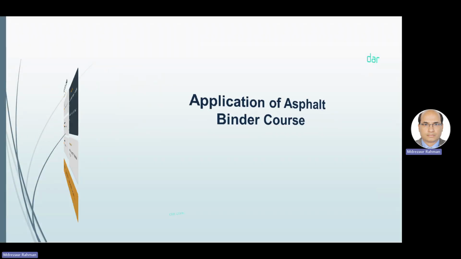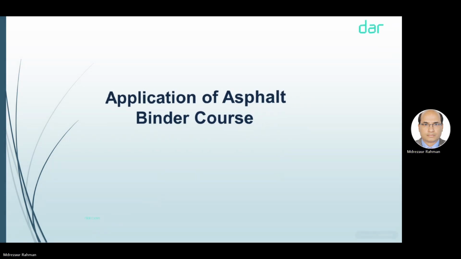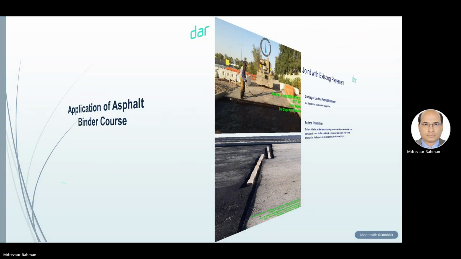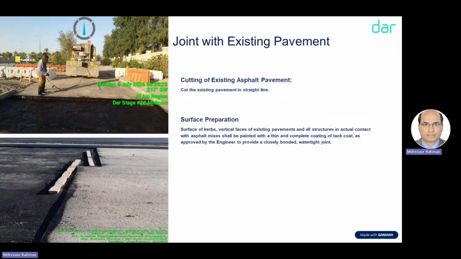Okay, now we'll go to the asphalt rider course methodology. Before starting the new asphalt pavement, we have to check the existing asphalt. Everywhere you will see, in most of the places, this existing asphalt we have to cut with a straight cut. That is ideally correct. It should be a straight cut, and it should be vertical.